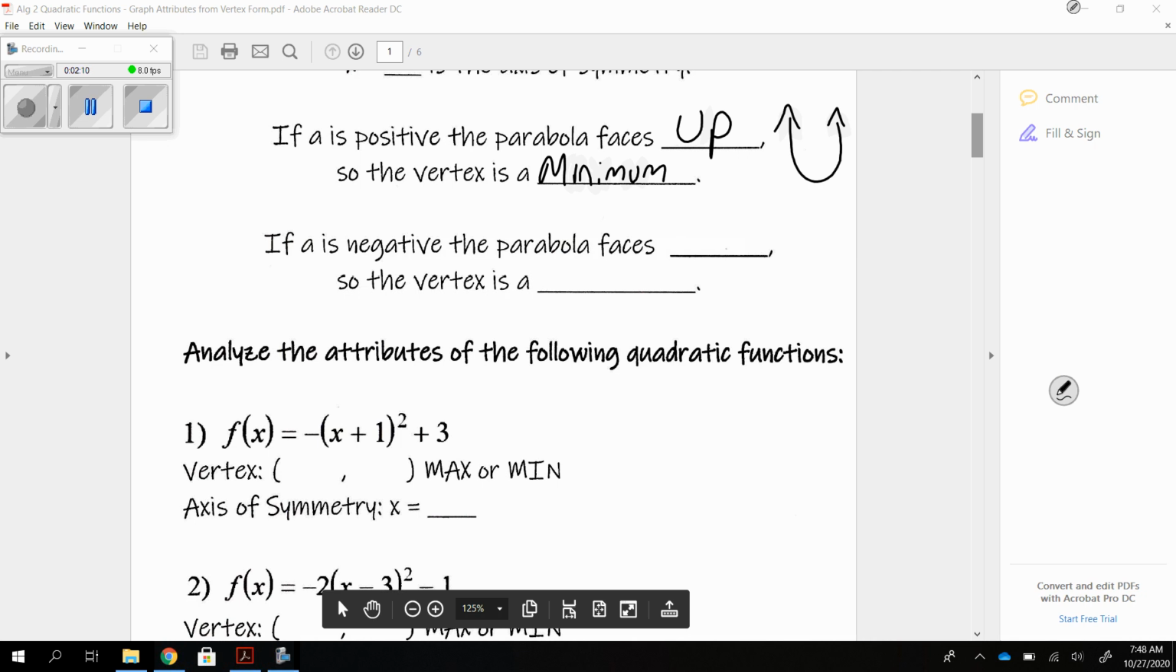Now, if a is negative, obviously the opposite happens. It faces down, and the vertex is a maximum. And it looks like this. Okay, so just remember, if a is positive, it faces up, and it's a minimum because there's a lowest point right here, and everything else goes up. And then if it faces down, it's a maximum because there's a maximum point, and everything else goes down.